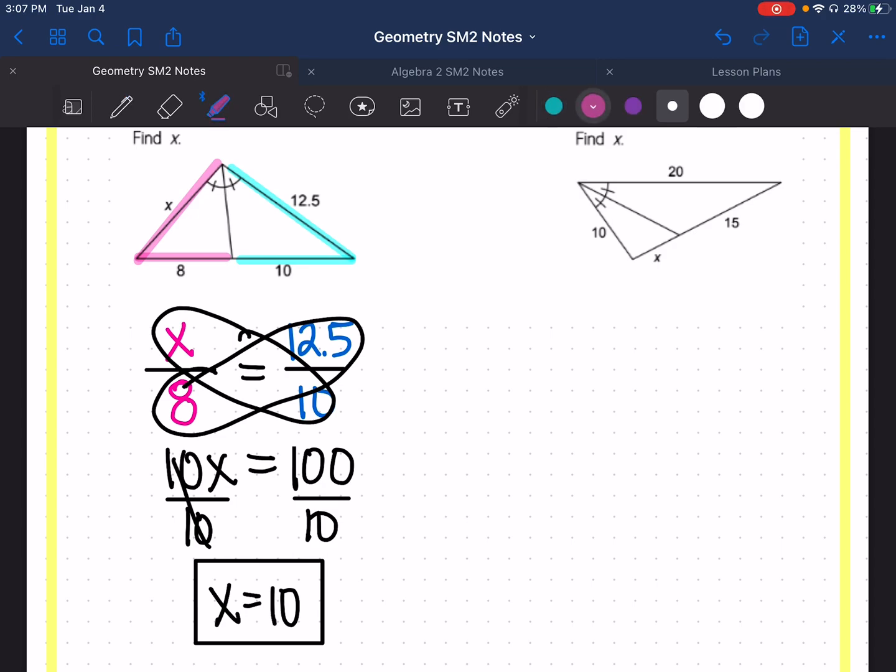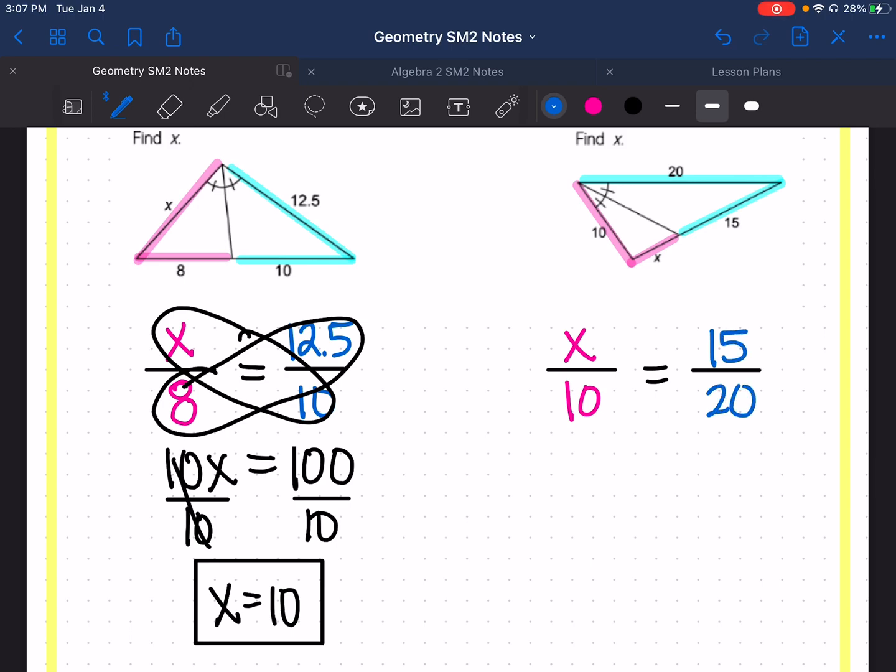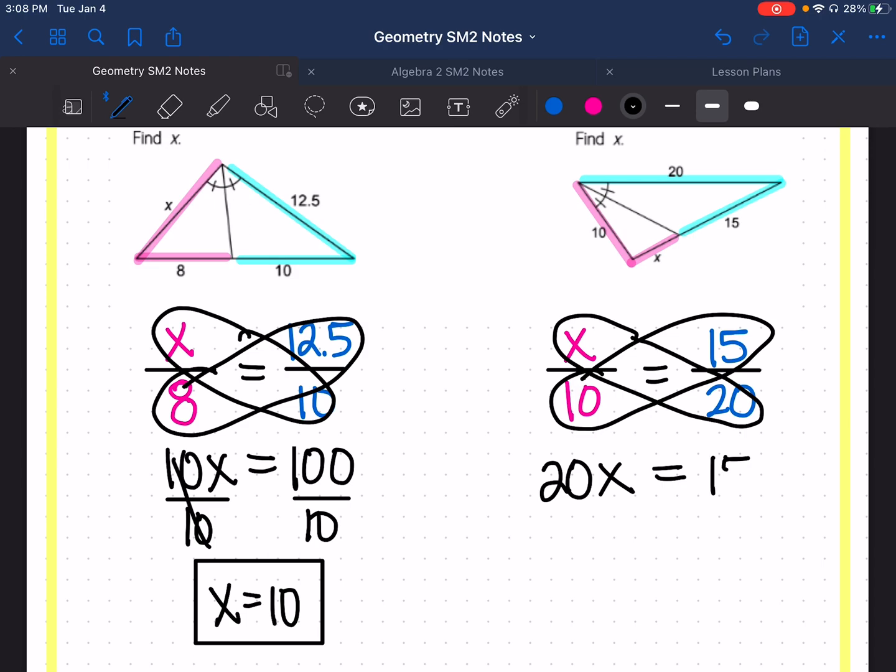So if you take a look at the last one, notice that you're going to put those two together as your fraction, and then you're going to put these two together as your fraction. Maybe just to walk a little bit on the wild side for this last one, I'm going to take the pink and put it as x over 10. That's perfectly fine. If I do this, though, I must change it to 15 over 20 because they have to have the same order. When I cross multiply, I have to cross multiply 10 times 20 times x, 20x, and 10 times 15, 150.